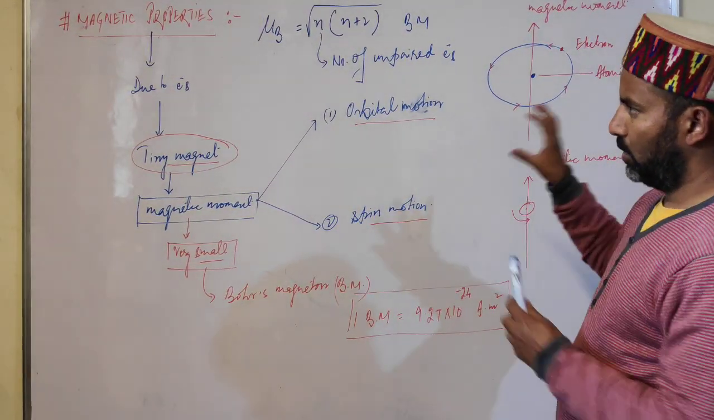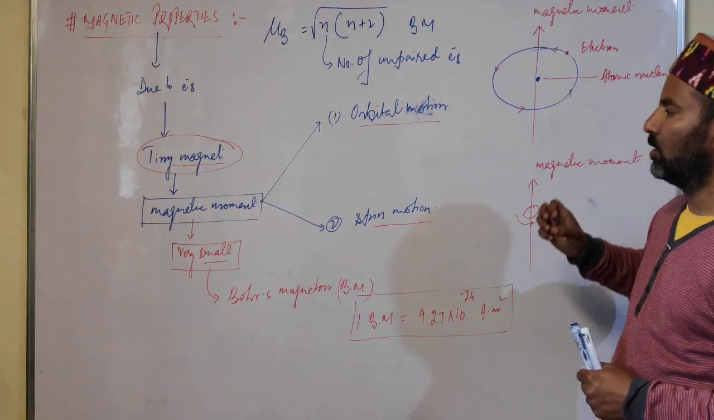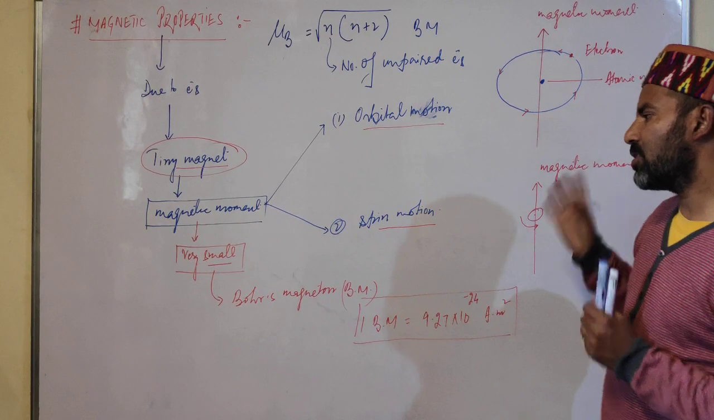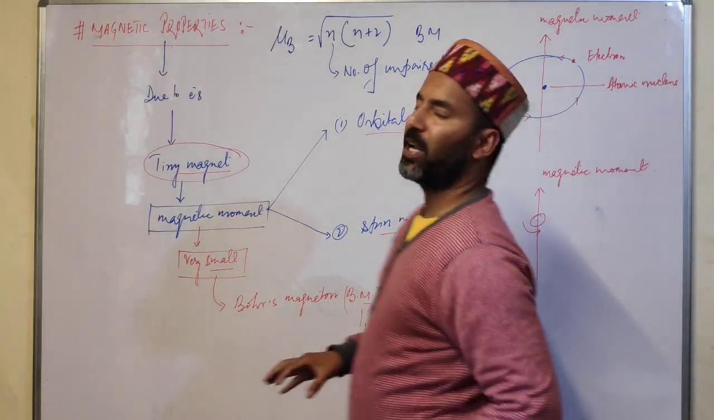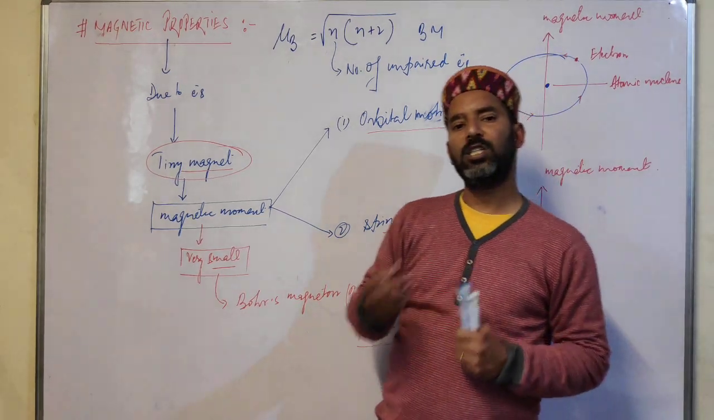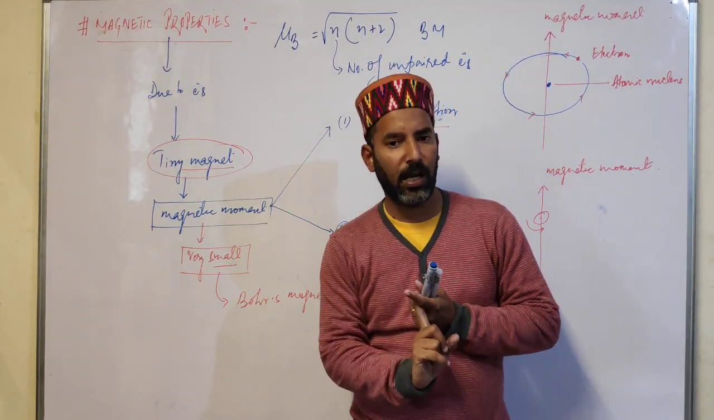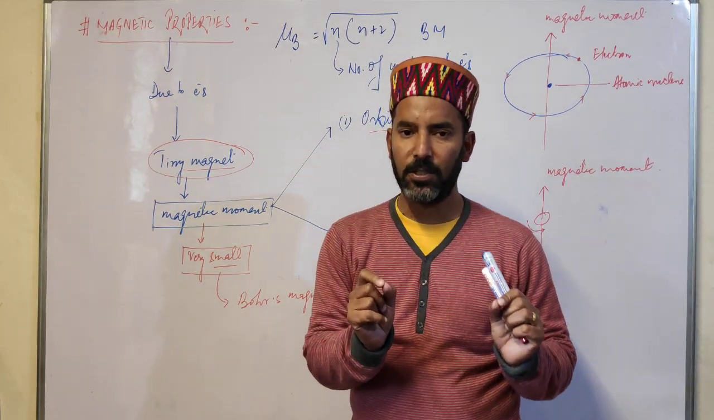So students, this was the origin of magnetic properties associated with what? Materials. Now students, on the basis of magnetic properties, the substances can be classified into 5 different types. The first type of substances are called diamagnetic substances.